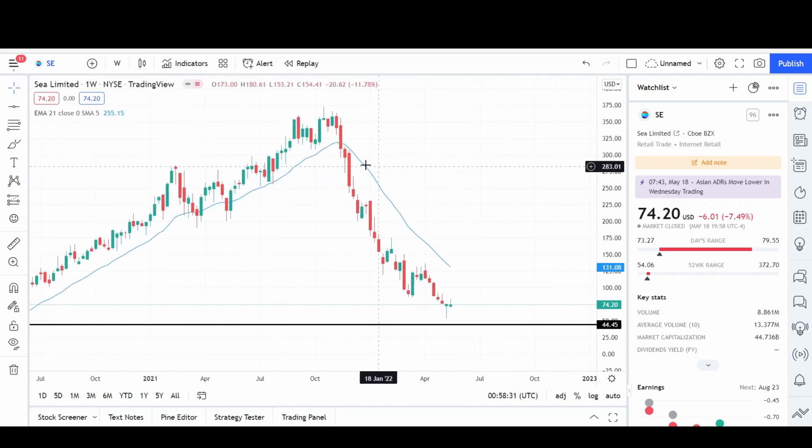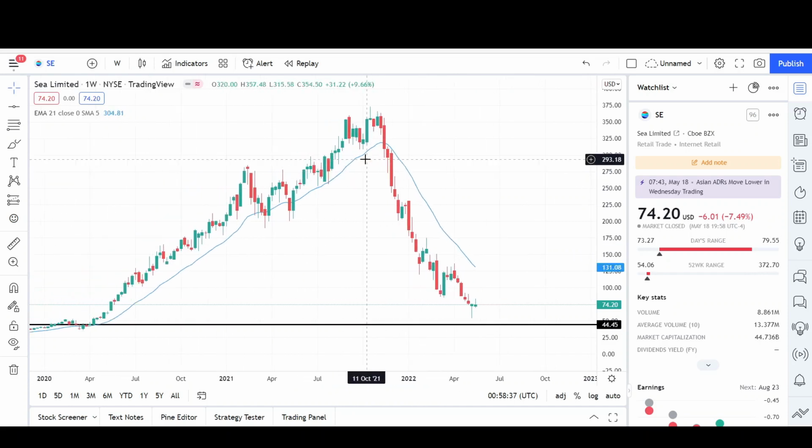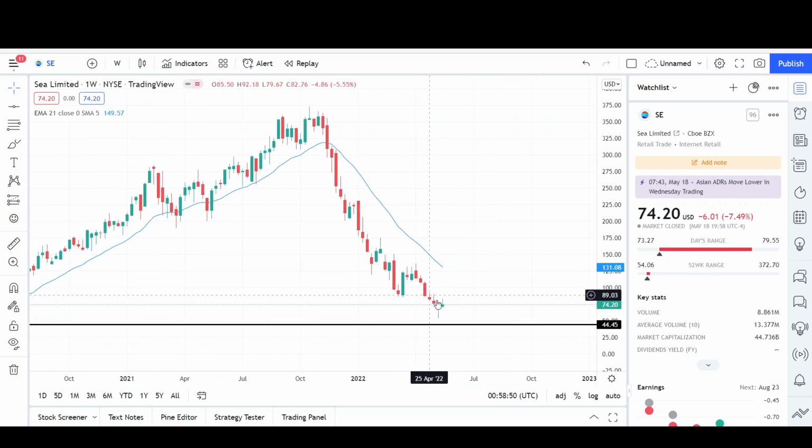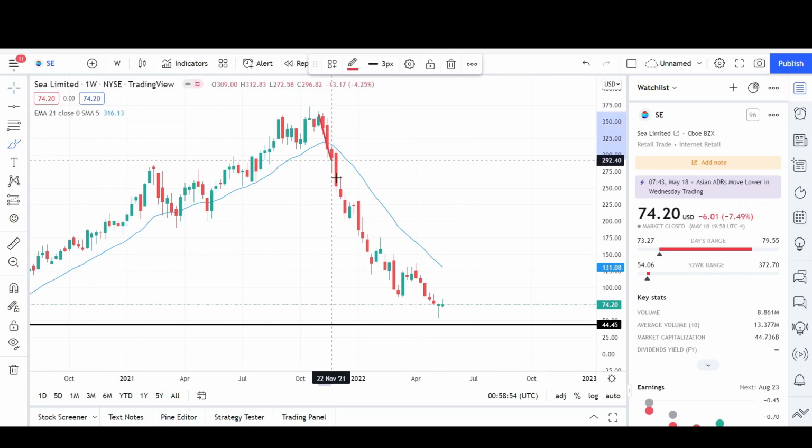We've been far away from the EMA pretty much since November of last year, so this is definitely an aggressive downtrend overall. Price action normally doesn't like to be far away for a long time, but if we are far away for a long time, this is just a strong downtrend. But it does look like it's starting to flatten out, and instead of going in a more aggressive wave, it's in a flatter wave.